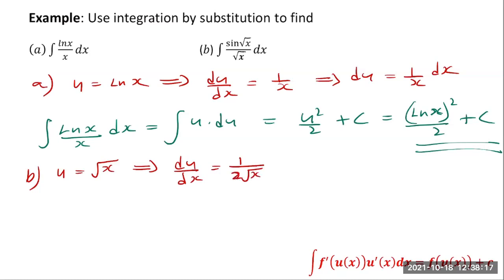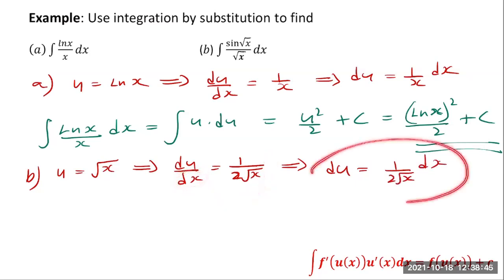Okay, you know how to take the derivative of functions like this. This is x to the power 1/2. If you take the derivative of that, you will see that that is going to be 1 over 2 times the square root of x. This will give me du is equal to 1 over 2 times the square root of x times dx. I'm just sending this dx to the other side. Okay, so you have this equation.